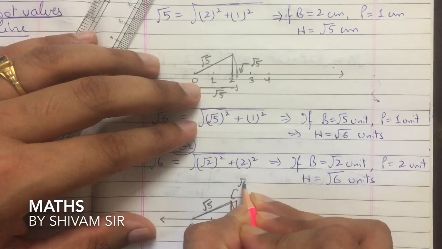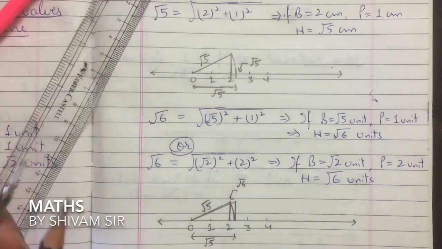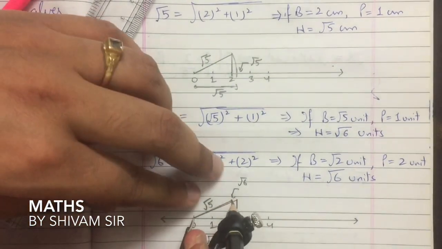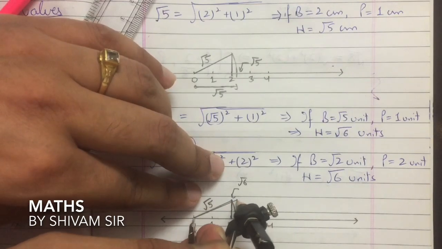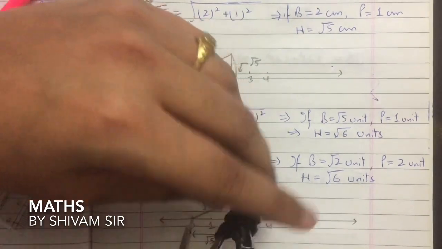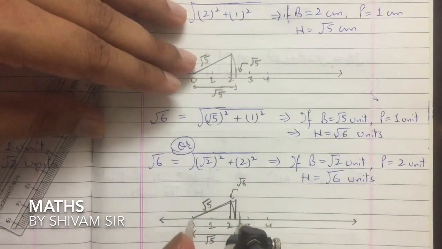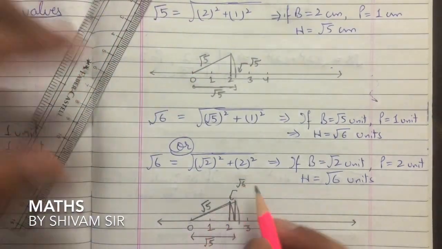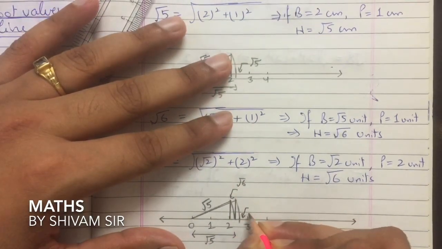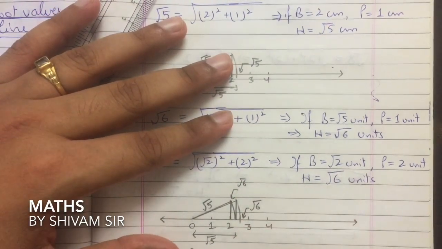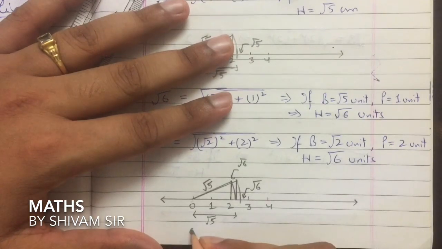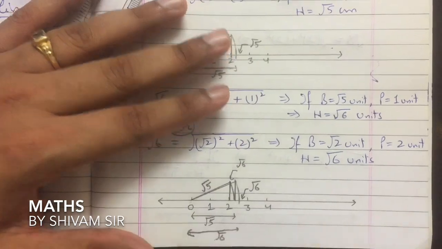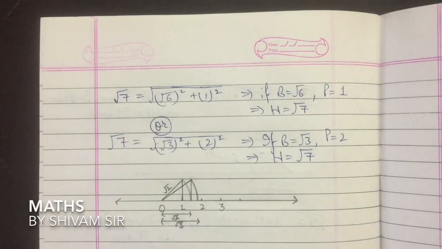This is root 6. So open the compass, put it on point O, open it up to this end, measure the distance and cut an arc on the number line. So this distance will be of root 6. So this is root 6. So total distance, we say this distance will be of root 6 units. Next let's take it for root 7.